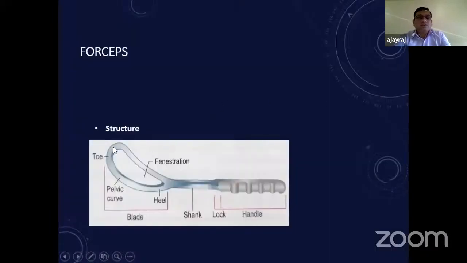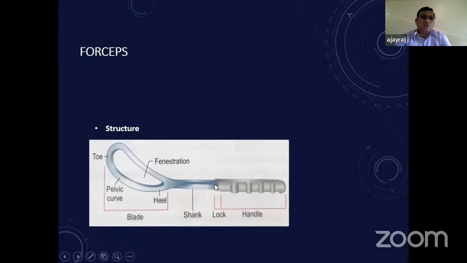So forceps, this is the structure of the forceps. This is the toe. This is the pelvic curve and the other side is the cephalic curve. This is the fenestration. Some forceps are solid, but this is the fenestrated forceps. Toe, curve and heel constitute the blade. The part which connects the handle and the blade is called the shank.